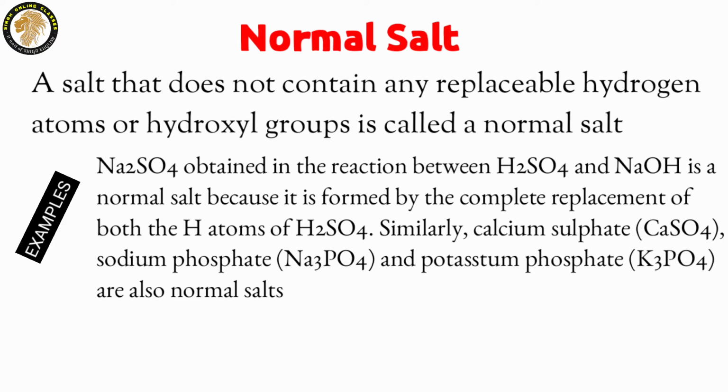Some other examples here also: calcium sulfate CaSO4, sodium phosphate Na3PO4, potassium phosphate K3PO4. You can see here neither H nor OH group is present in these molecules. Now move on to acid salt.